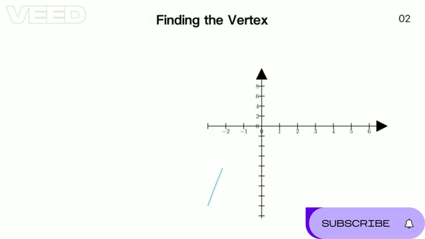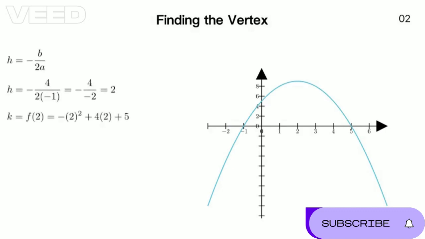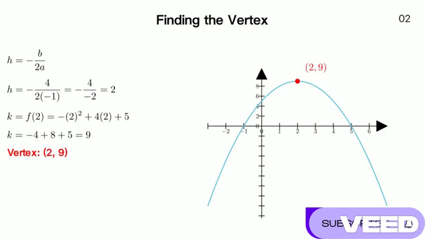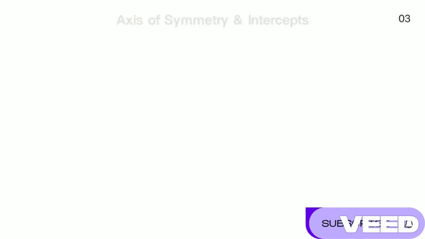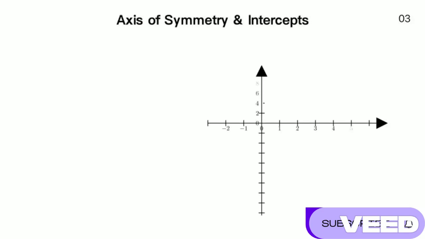To find the vertex, we use the formula h = -b/2a. For our function, a = -1 and b = 4. So h = -4/(2 × -1), which equals 2. The y-coordinate k = f(2), which is -4 + 8 + 5 = 9. Therefore, the vertex is at the point (2, 9). The axis of symmetry is the vertical line x = 2 passing through the vertex.